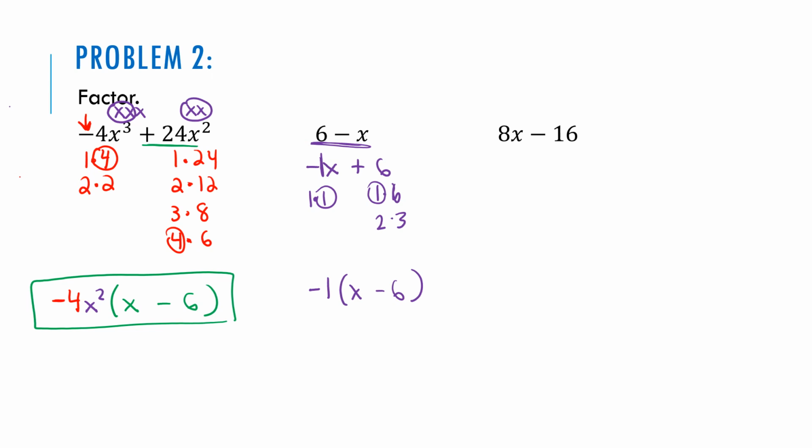The last one here, we have an 8 and a 16. So 1 times 8, 2 times 4. For 16, we got 1 times 16, 2 times 8, 4 times 4. The largest number they have in common is an 8. So I pull an 8 out, and then I know 8 times x is 8x, and 8 times negative 2 gets me negative 16. And that's GCF factoring.